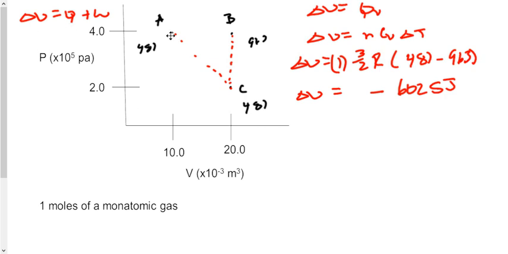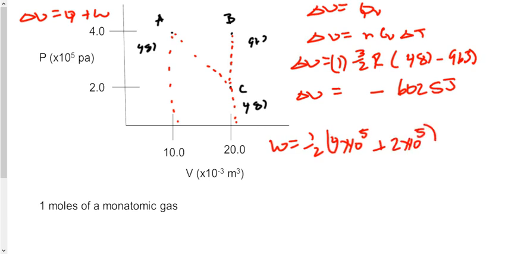So the first thing we need to do is recognize we can calculate the work done by looking at this trapezoid here. Work is always the area under the curve. And it's going to be negative again because our gas is expanding. It's going from 10 to 20 times 10 to the minus 3 meters cubed. So let's go ahead and get our work done using the trapezoid rule. Work is 1/2. The base one looks like 4 times 10 to the 5th, plus base 2 is 2 times 10 to the 5th.